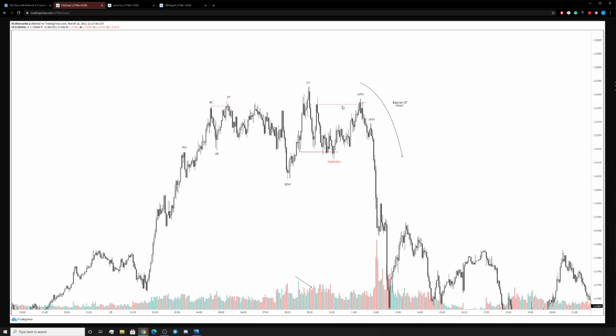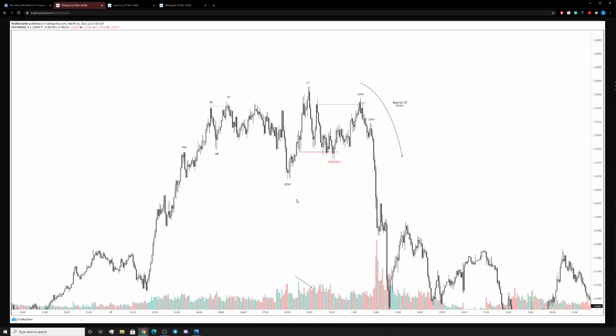And this is the creation of bearish order flow, the transition of bullish movement to then have a quote unquote liquidity grab here, which then led to optimism and a last point of supply, which led to bearish order flow, bearish continuation, bearish movement to the downside.